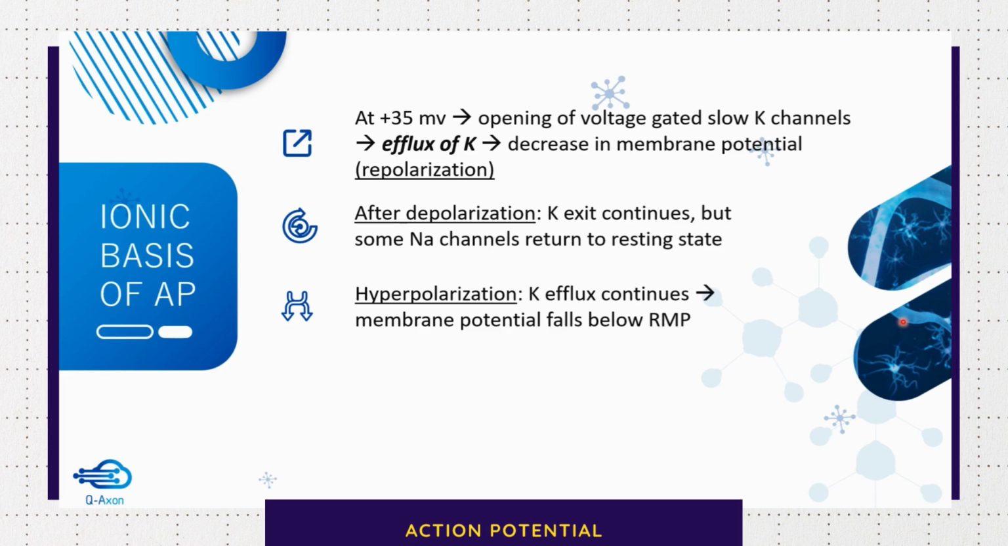At this potential, the potassium channels are supposed to close, but because they are slow to close, the potential drops further to about -90 millivolt. So that drop in potential is called hyperpolarization, and this is because the potassium channels are slow to close. So potassium efflux continues during this phase.